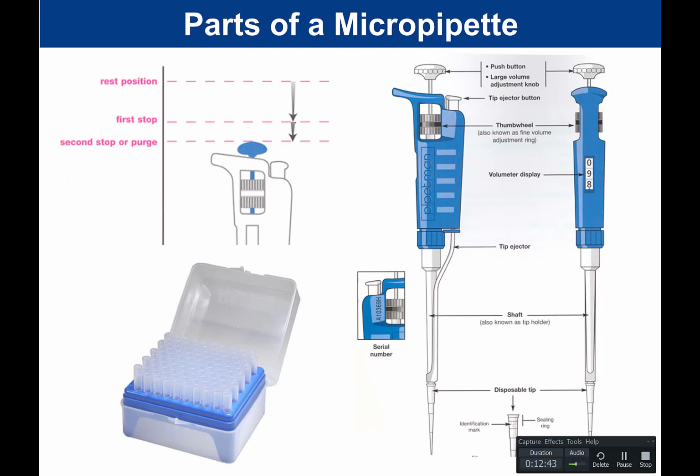When I go to draw up liquid, I only push the plunger to the first stop. I would stick my tip in the liquid. I would slowly release my thumb, take my tip out of the liquid, and then transfer it wherever it's going to go. And when I do that to get the liquid out of the tip, that's when I'm going to go to the second stop. That's when I'm going to go to the blowout phase.